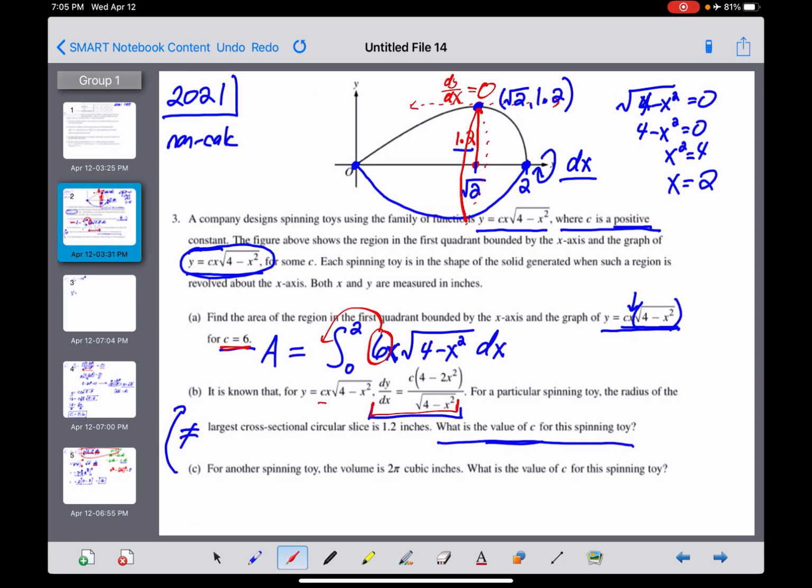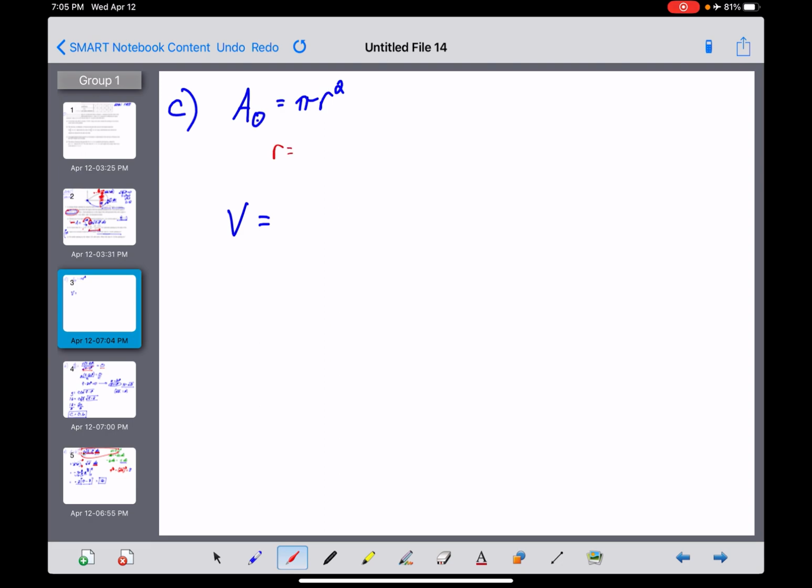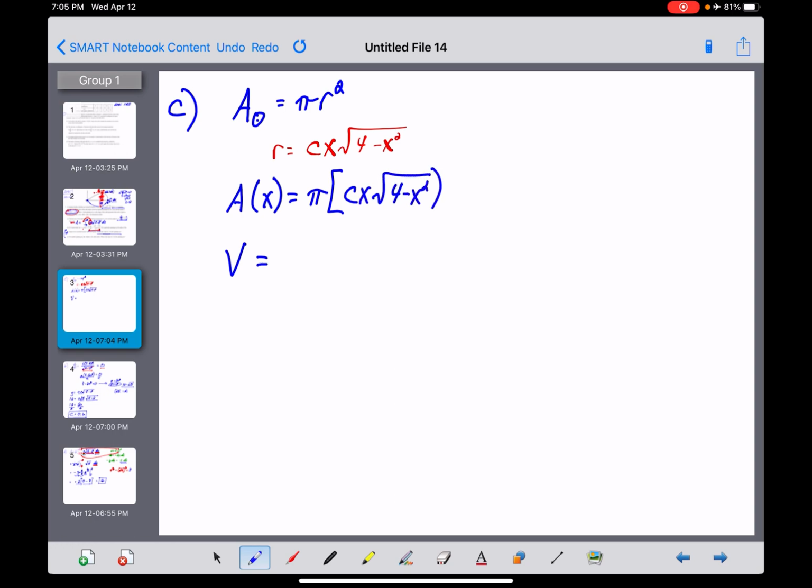And the radius is going to be given to us, forget the 1.2, that doesn't apply anymore. The radius is given to us here, guys, by top curve minus bottom curve. Whatever y is, that's your radius. So the radius is c times x times the square root of 4 minus x squared. So what we now need is, and I'll move volume down a little bit further, area written as a function of x is going to be pi times this whole radius, cx times the square root of 4 minus x squared, bracket, squared. So pi times r squared.